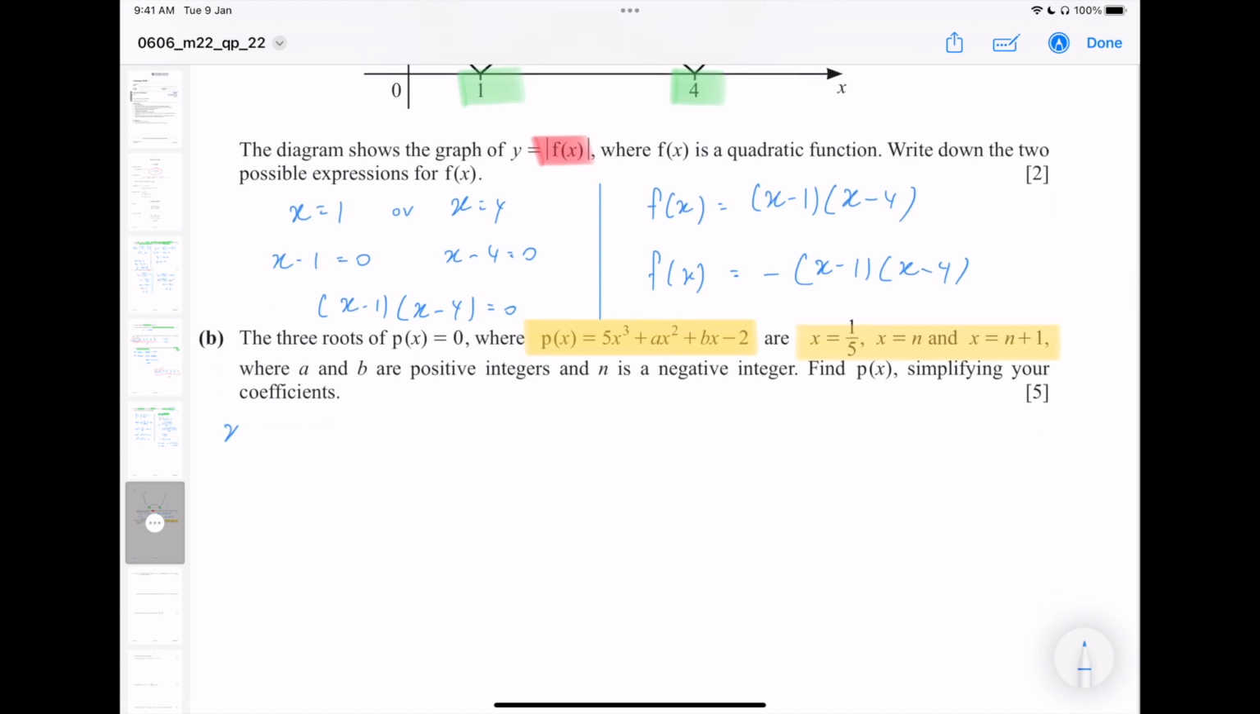So x equals 1 over 5, which means 5x minus 1 equals 0. x equals n, which means x minus n equals 0.